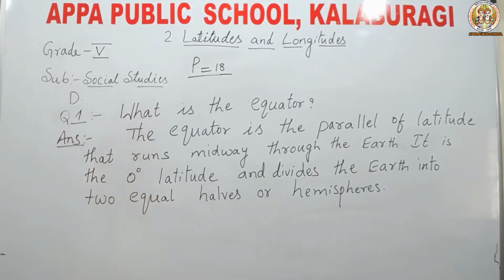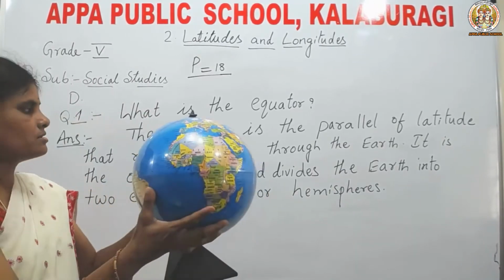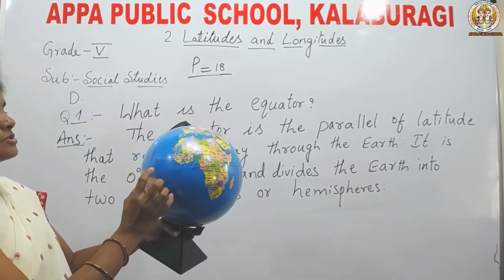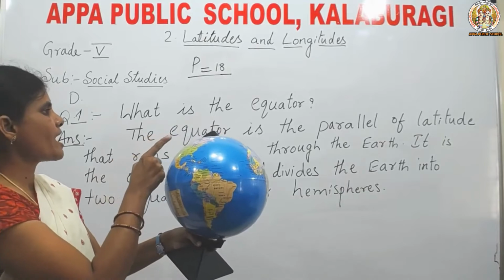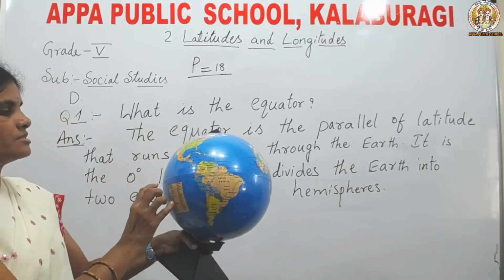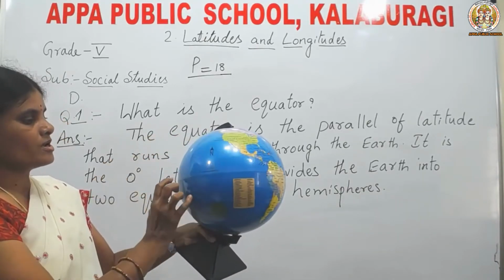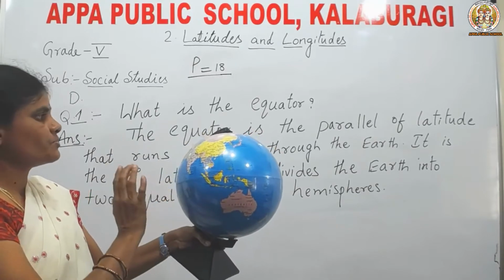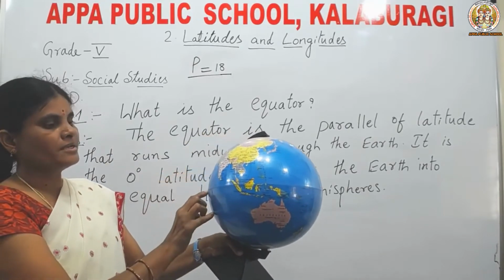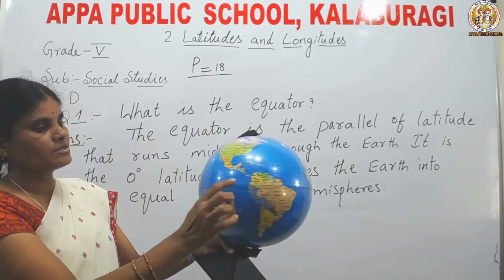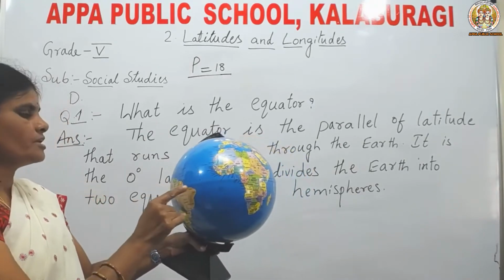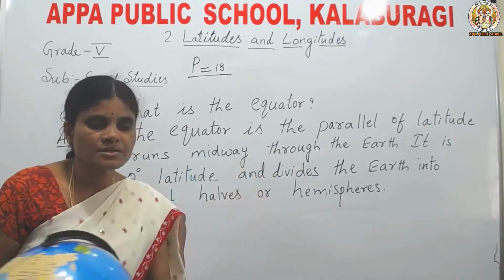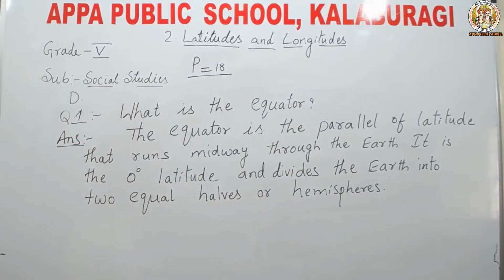One is northern hemisphere and another one is southern hemisphere. This is the equator. This is the longest latitude, called equator. Here 0 degree latitude. The equator is the parallel of latitude. Runs midway through the earth. See, it runs in the middle of the earth. It is 0 degree latitude and divides the earth into two equal halves.